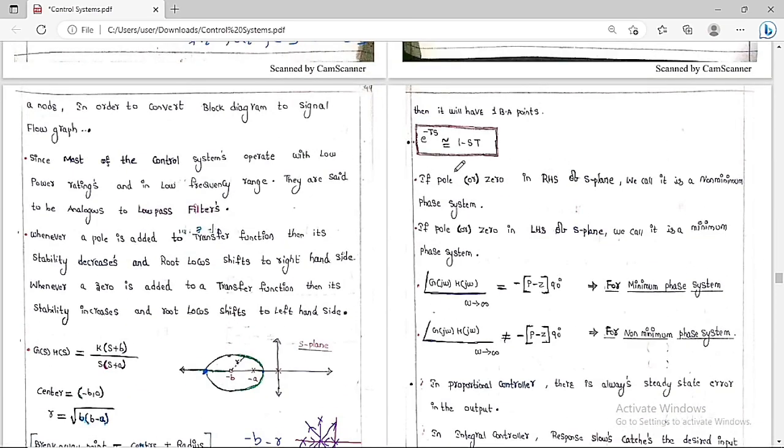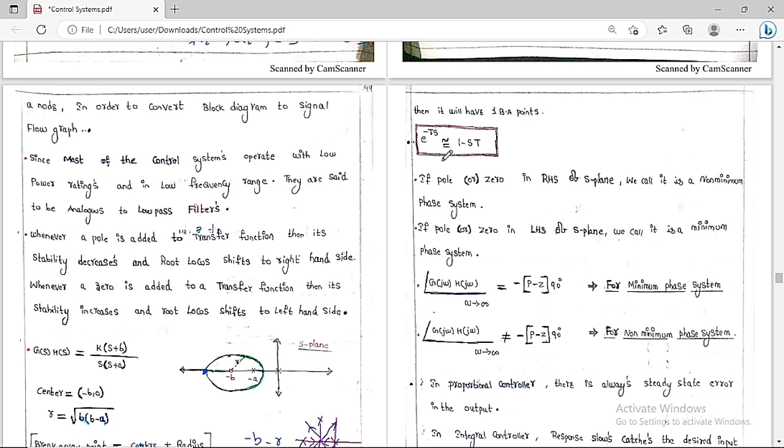Now the next one is e to the power of minus ts is nearly equal to 1 minus st. This is a standard thing you always have to keep in your mind. This is very useful in control systems. It is a very important equation, and definitely you will see this type of equation in the examination. So always remember, e to the power of minus ts is nearly equal to 1 minus st.